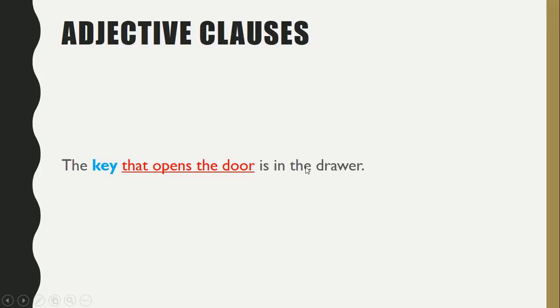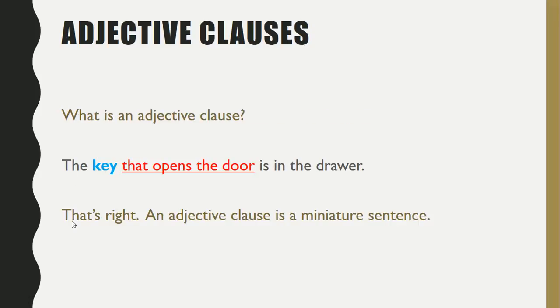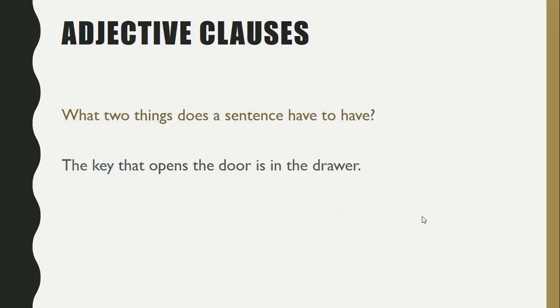So it's similar to the last one we did. It just has some more words in it because this is a clause. And an adjective clause modifies a noun just like an adjective prepositional phrase does. But what is an adjective clause? Well, I'm going to have to go back here. An adjective clause is a miniature sentence. Really, any clause is a miniature sentence.